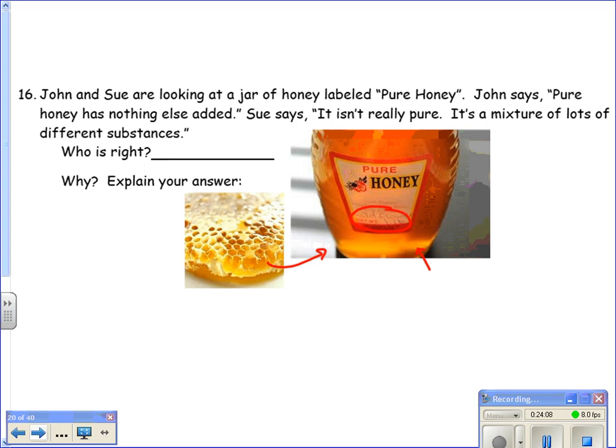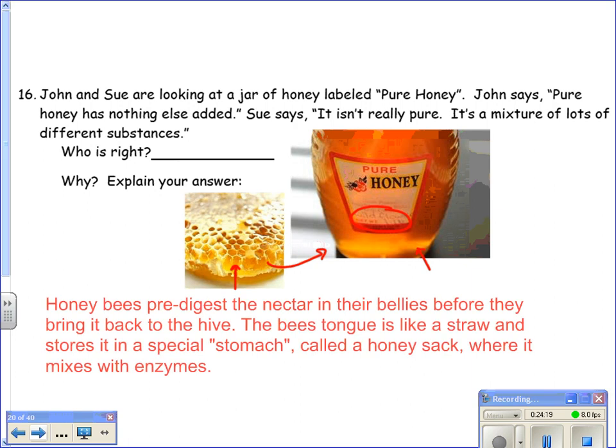But let's look at the comb of the bee. What's going in here is not honey yet. At first, the honeybees pre-digest the nectar in their bellies before they bring it back to the hive. The bees have a tongue that is a lot like a straw and stores it then in a special stomach when they suck it in. This is called a honey sac in the bee, where it mixes with proteins, enzymes, that start to break down the nectar, which is water and sugar.